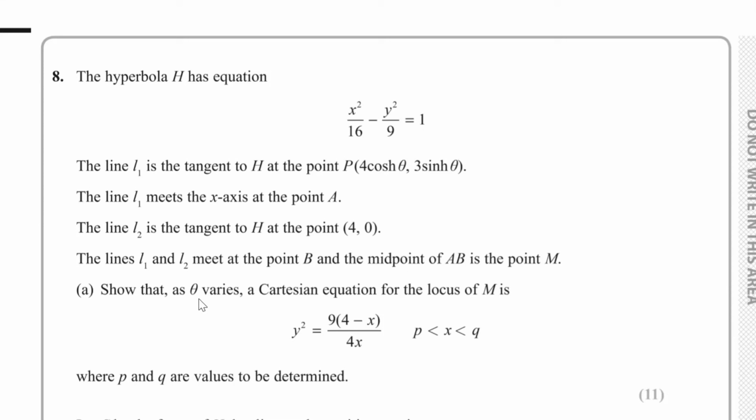We have to show that as theta varies, a Cartesian equation for the locus of M is given by y squared equals 9 lots of 4 minus x over 4x, where x is in between P and Q. And P and Q are values to be determined. So at this point, I think it would be a good idea to show you an animation of what's going on.